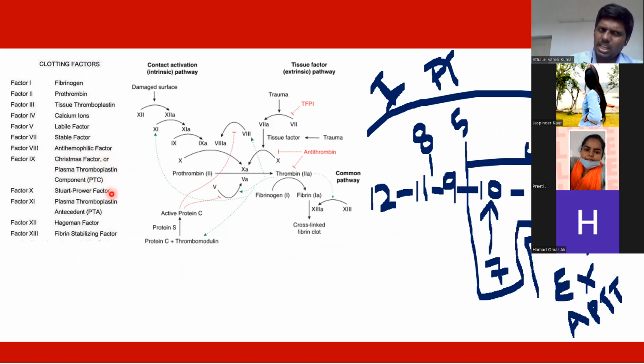So 9th is Christmas, 10th is Stuart-Prower, 11th is plasma thromboplastin antecedent, 12th Hageman factor, and 13th fibrin stabilizing factor. Then coming to the intrinsic and extrinsic pathways.